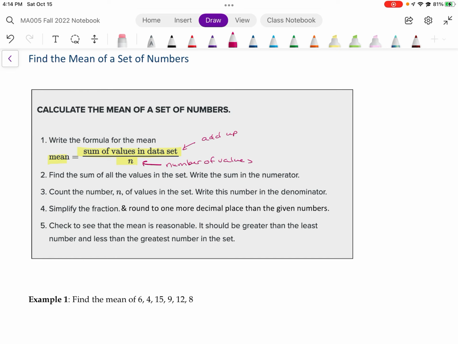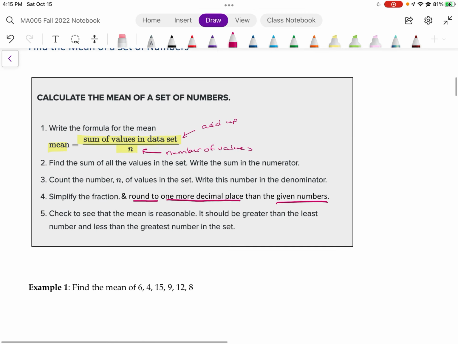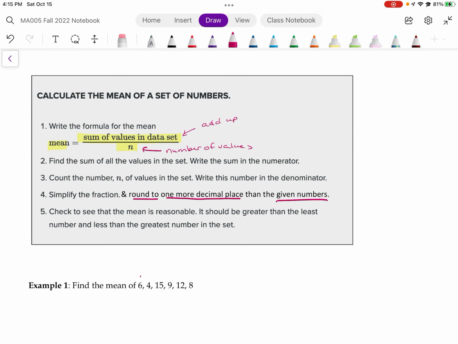What about rounding? You're going to round to one more decimal place than the given numbers. For instance, in this next one, these are all to the ones place, so the next decimal place is the tenths place. So you would go to one more decimal place if you need to.